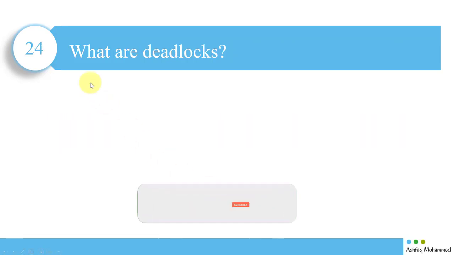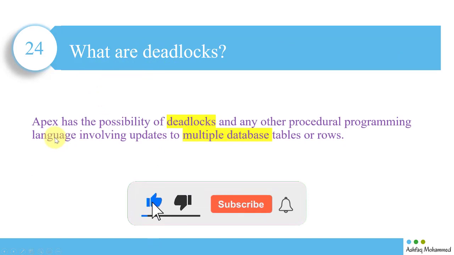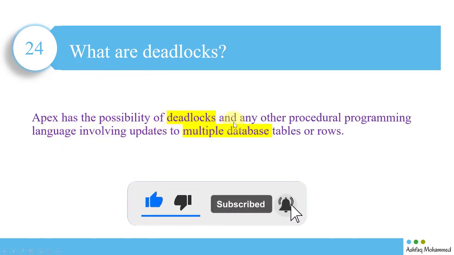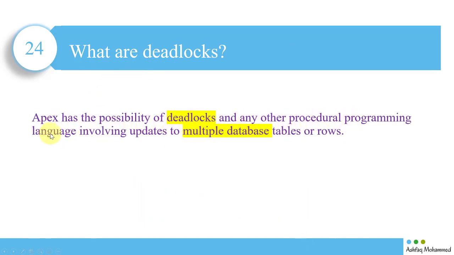Next, question number 24, what are deadlocks? Apex has the possibility of deadlocks, as does any other procedural programming language involving updates to multiple database tables or rows, okay? These questions basically help you in answering scenario-based questions, right? The interviewer might ask you questions where you have to think about what your approach would be if something is X or something is Y. If this is the scenario, how do you deal with it?